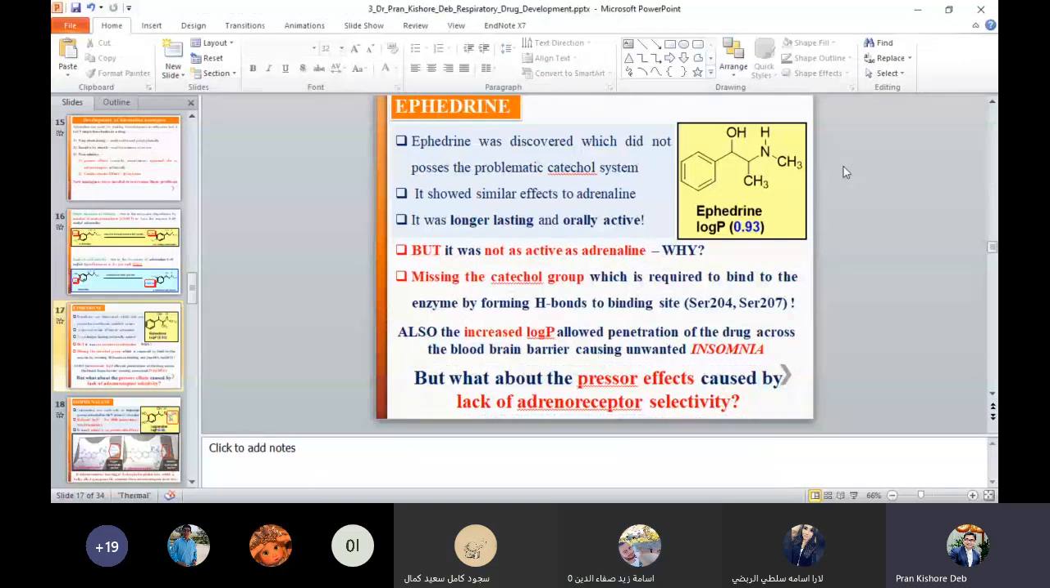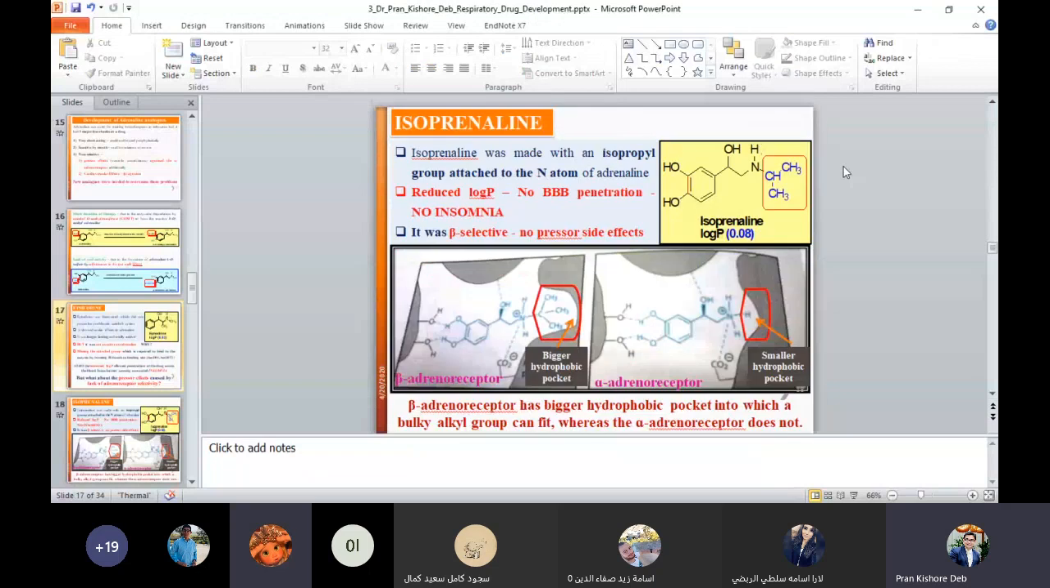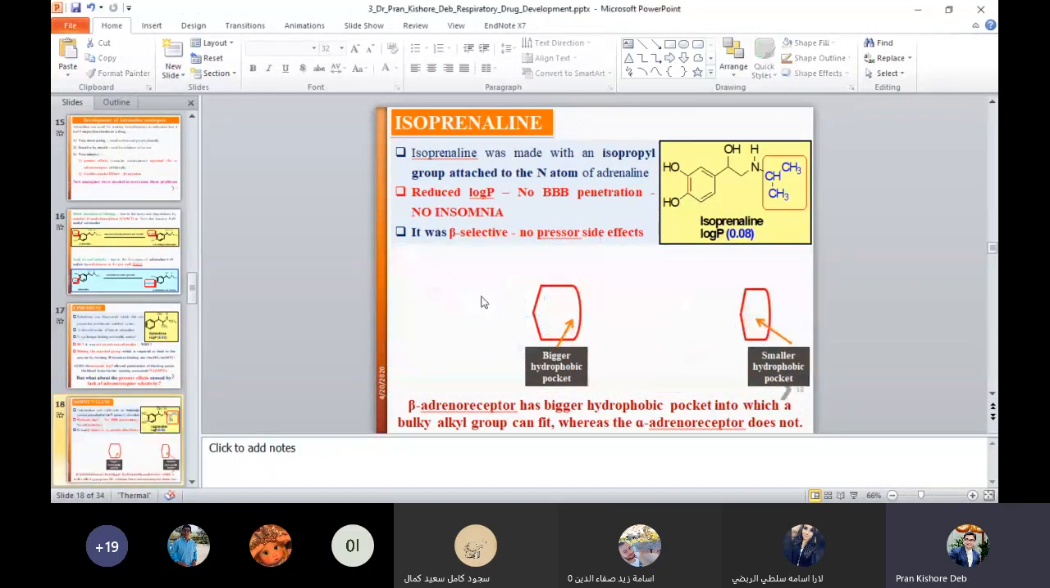So what they did, they discovered isoprenaline. Look at the structure of isoprenaline. Now think, don't read anything. What advantage do you see in isoprenaline? What are the structural changes you see between isoprenaline and ephedrine? How many structural changes? Methyl is changed to the isopropyl group.